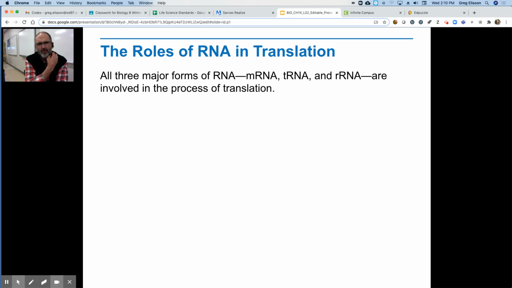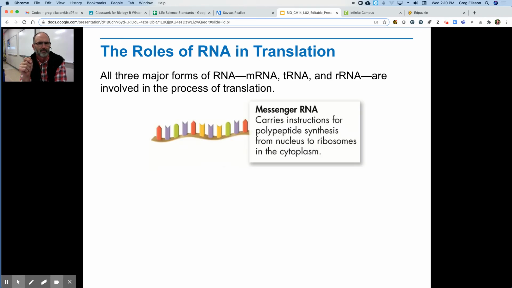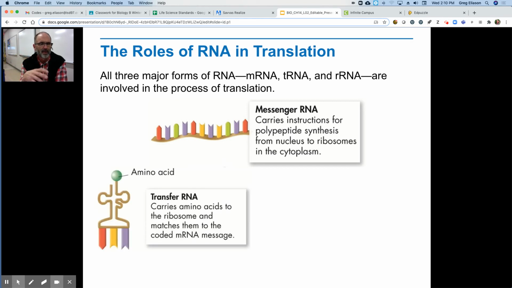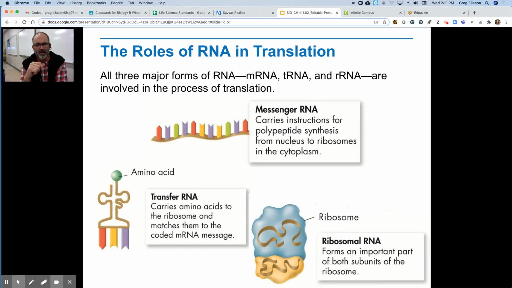All these forms of RNA, messenger RNA, transfer RNA, and rRNA, are involved in this process of translation. Messenger RNA carries the instructions for polypeptide synthesis, many peptide bonds, from the nucleus to the ribosome in the cytoplasm. This player is the transfer RNA. It carries the amino acids to the ribosome and matches them to the coded mRNA message. And then the ribosomal RNA forms an important part of both subunits of the ribosome.